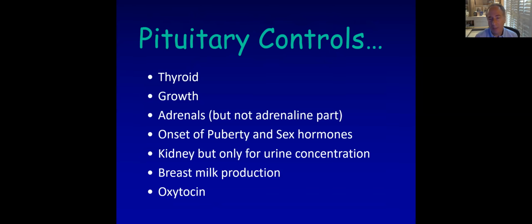Okay, the onset of puberty and sex hormones. We'll talk a lot about that as well. It doesn't control the kidney except for the part that concentrates the urine. So someone with a kidney problem directly has all sorts of problems, which our kids don't have. Breast milk production, only important in pregnancy. Oxytocin, we're still learning a lot about. And by the way, there might be other pituitary hormones we just don't know about. These are all the ones that are known.